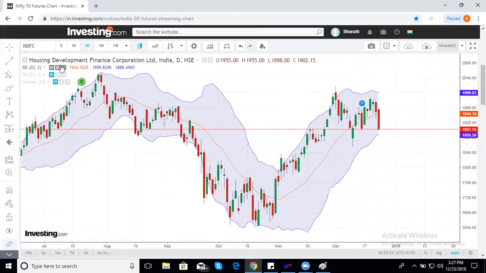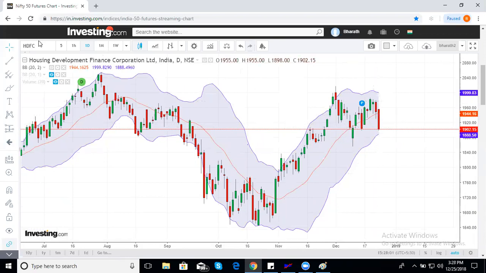The other one, HDFC Limited. See the same concept. Close outside the band, came down, touched the band. Third time, close outside the band, came to the middle band. This time, the market was not strong enough to close the prices outside the 2 standard deviation move. That means lack of buying strength here. If you have understood this, I would have shorted when the middle band broke.